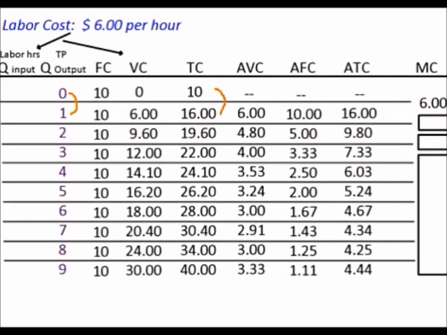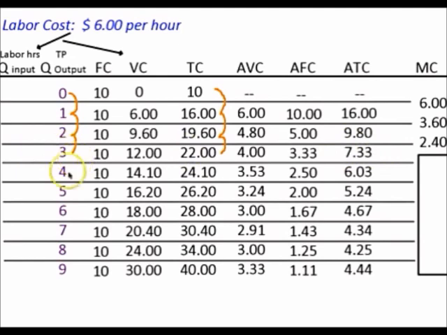Boom. Then we take a look at going from our first level of output to the second level of output. Our total costs go from 16 to 19.6. So the marginal cost there is 3.6. Then we go from the second output to the third output. Our costs go from $19.60 to $22. And boom, that's the change.